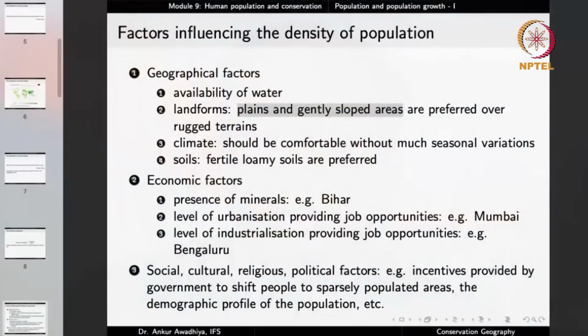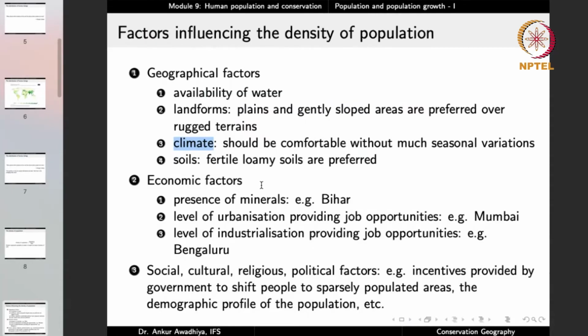So for instance, in our country, you will find that the northern plains are very densely populated. They are plain areas with lots of water because of the river Ganges. So we have a huge amount of population density in those areas. But if you look at areas that have a rugged topography, areas such as the Western Ghats, you will find that the population density is lesser in those areas.